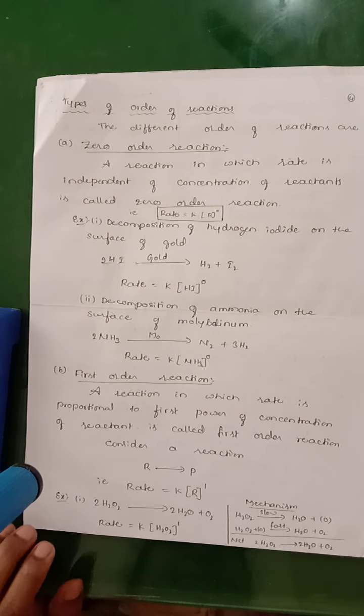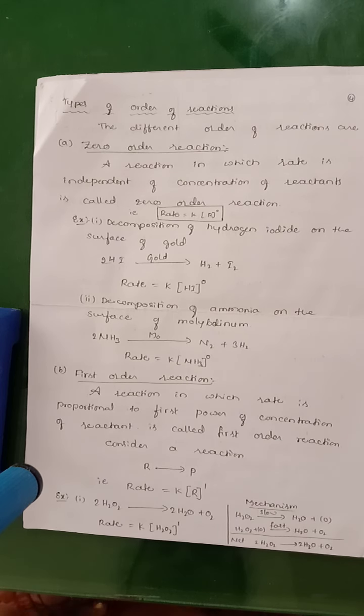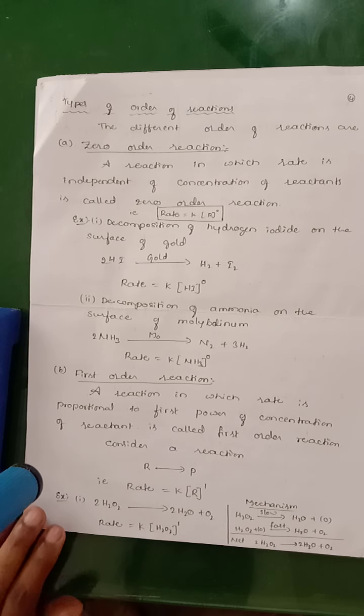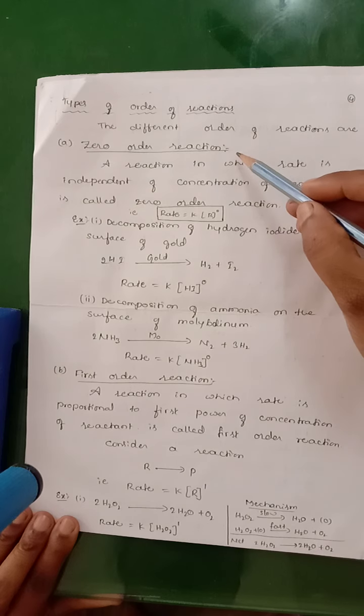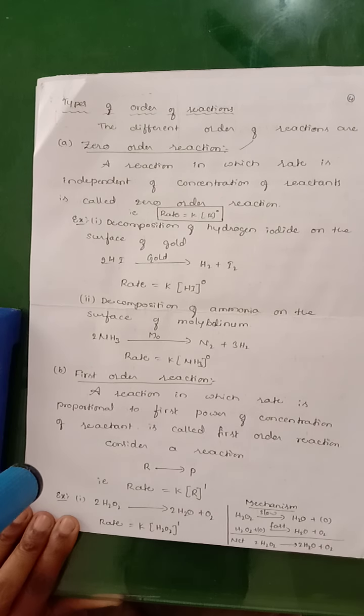Okay, next we will go for the different types of order of reactions. So what are the different types of order of reactions? Depending upon the order number, we can classify the reactions into different categories. The first one is called a zero order reaction, then a first order reaction, then a second order reaction, third order reaction, or a fractional order reaction, and so on. Okay, so we will study one by one.